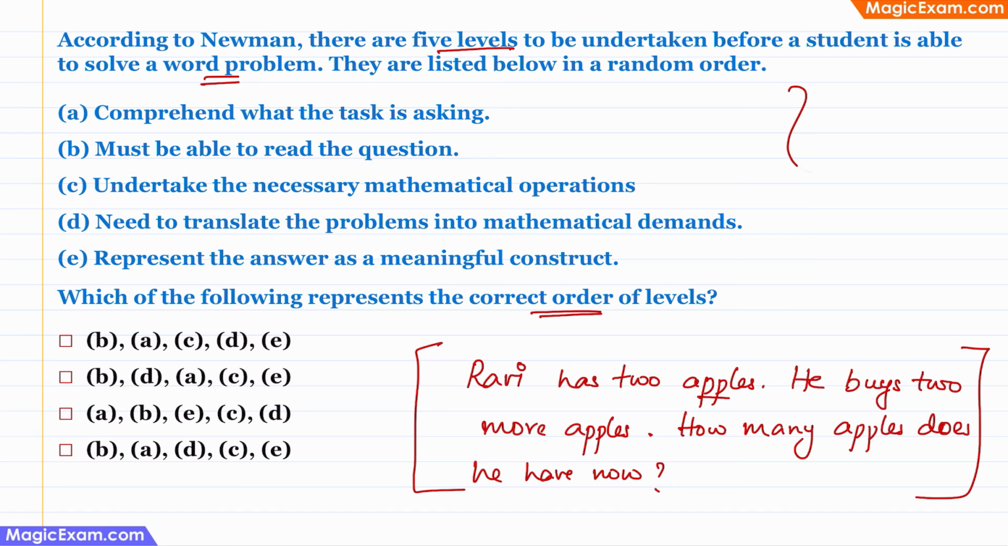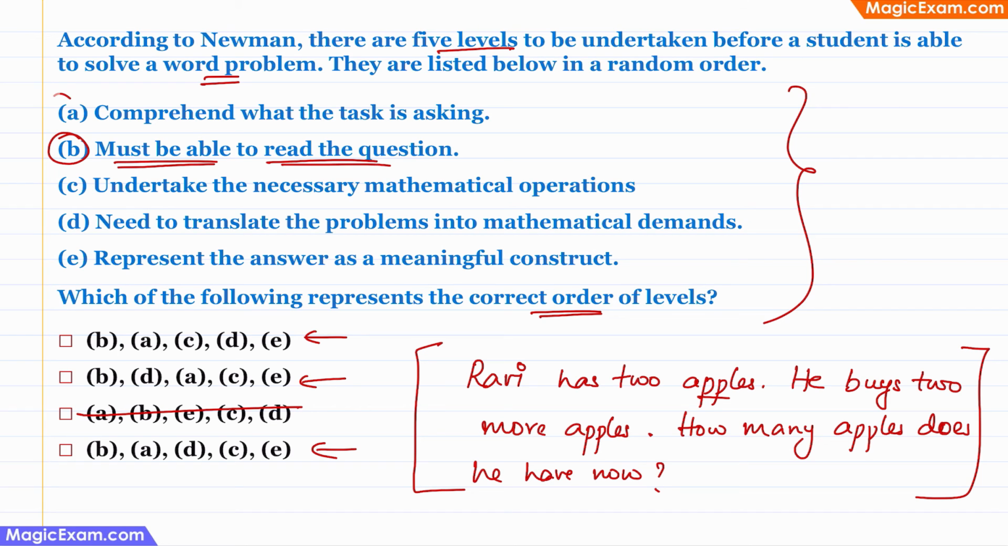So if you look at all the options, the first step obviously has to be that the student must be able to read the question, right? If I don't know the language, if I'm not able to read the question, then there is no point. So first step is that the student must be able to read the question. So B has to be first. So which means that the answer can be 1, 2 or 4. So 3 can be eliminated because it starts with A.